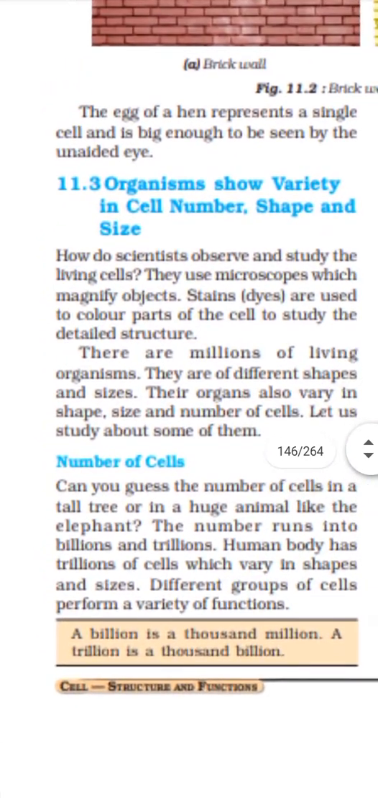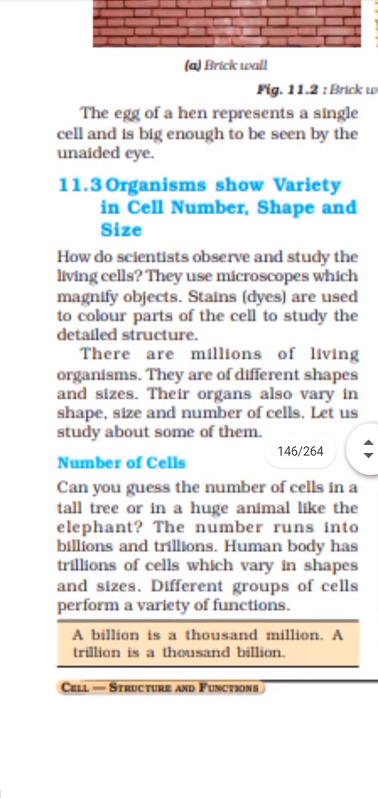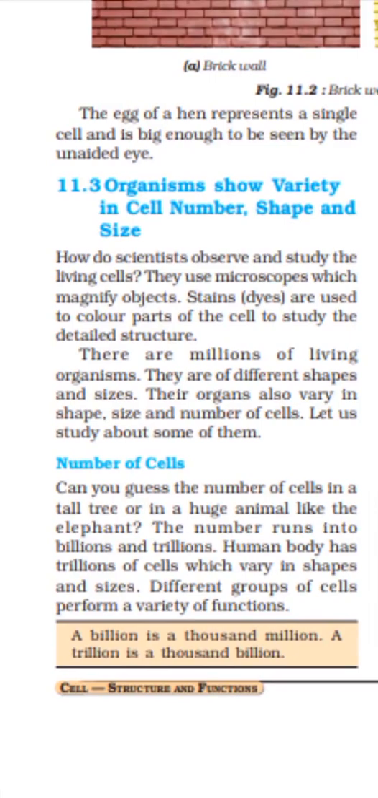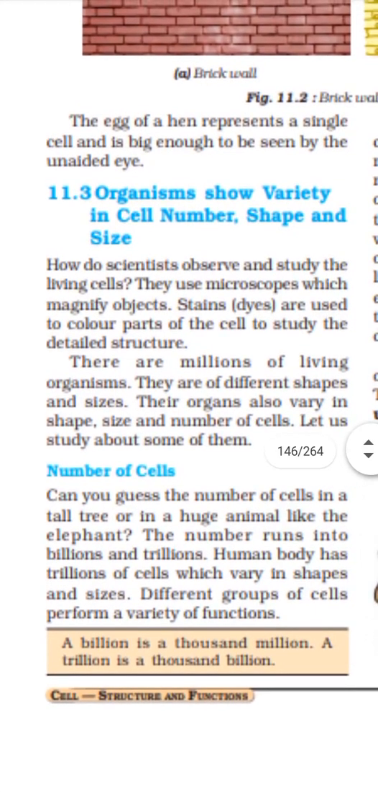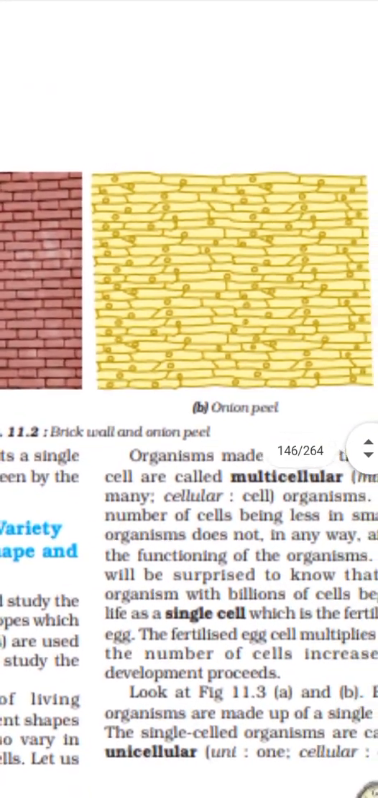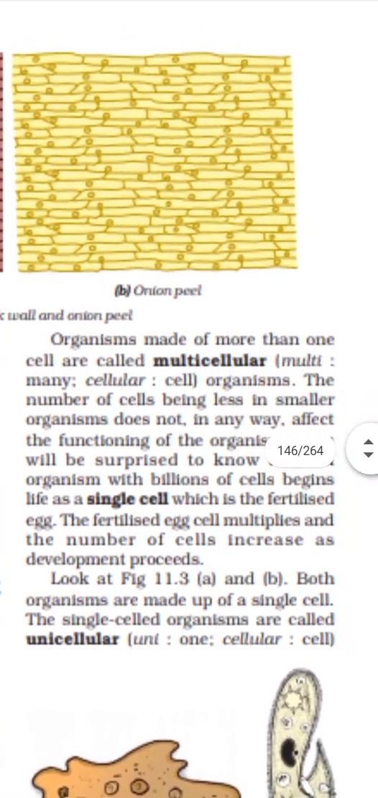Can you guess the number of cells in a tall tree or in a huge animal like elephant? The number runs into billions and trillions. Human body has trillions of cells which vary in shapes and sizes. Different groups of cells perform different variety of functions. Organisms made of more than one cell are called multicellular.